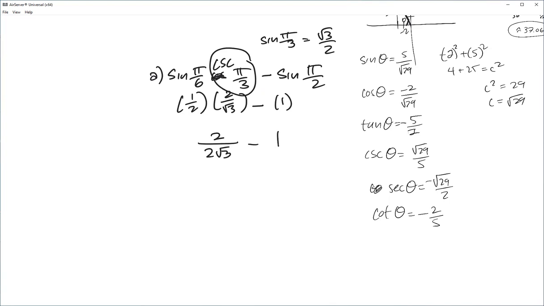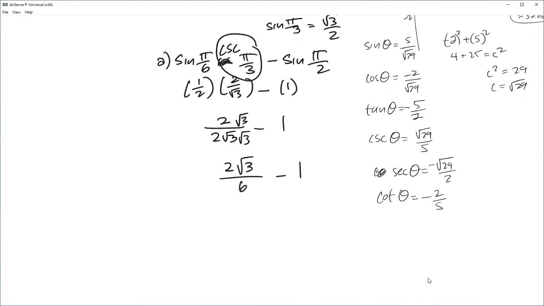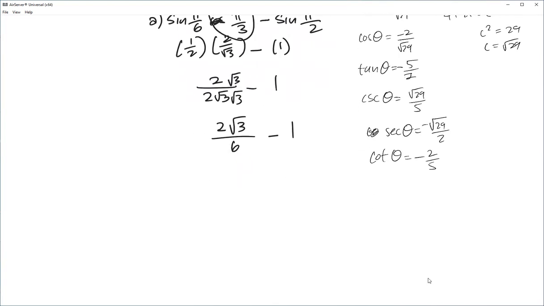Let's rationalize the denominator first before we move on. So it'll be 2 radical 3 over radical 3 times radical 3, which is radical 9. Radical 9 is 3. 3 times 2 is 6, minus 1. And so we get the common denominator. It's 2 radical 3, and we'll put it over 6 minus 6. You could leave it like this, that's fine. Okay.